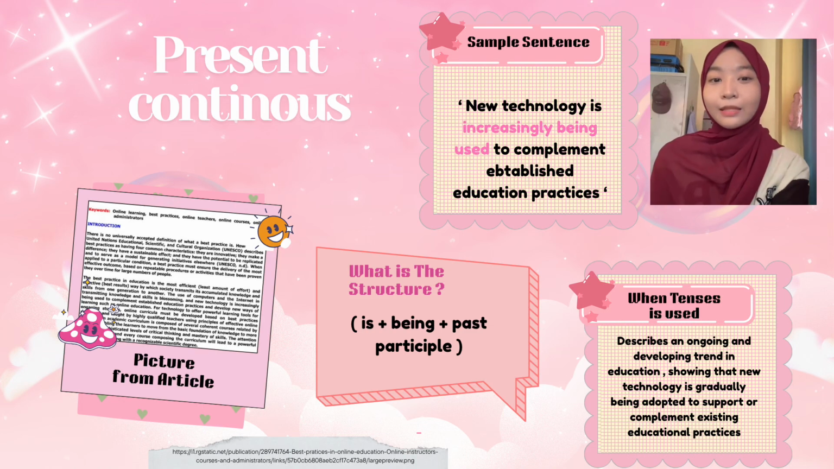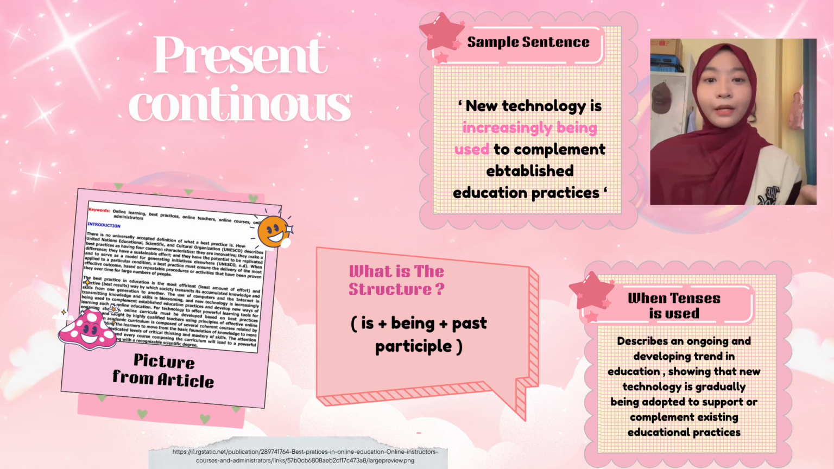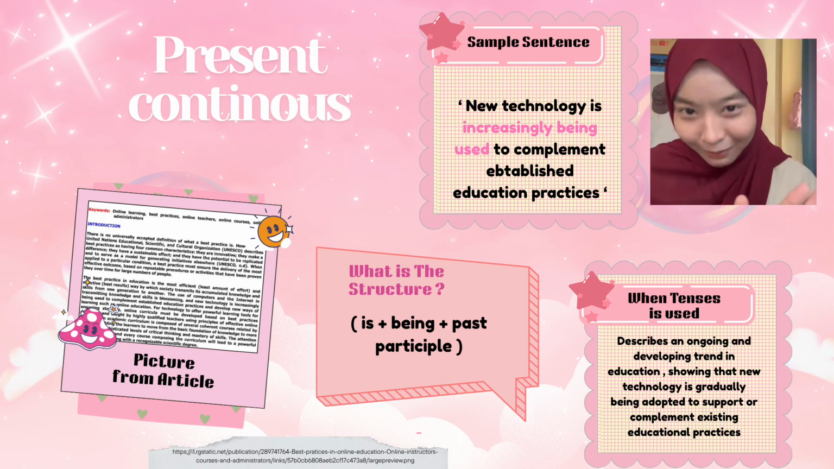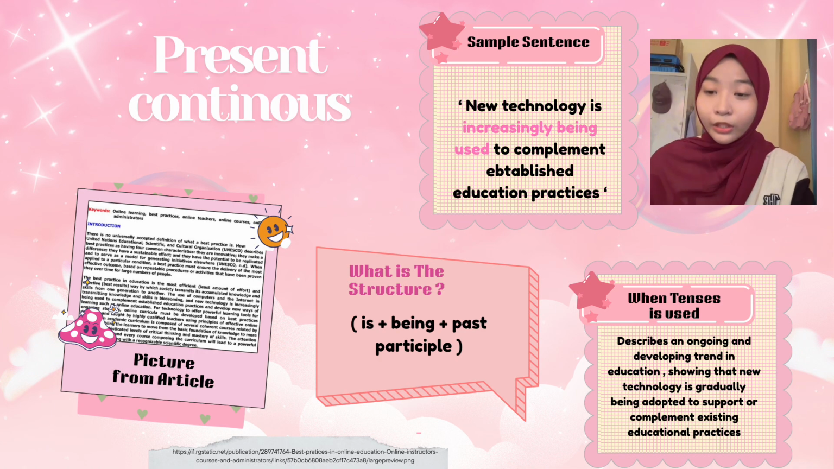Now, I'm going to explain about present continuous tense. What is present continuous tense? Present continuous is a tense that we use to describe an action that's happening now or currently in progress. Let's look at the structure of this tense. The structure of this tense is subject plus is plus being plus past participle. Now, let's look at the sample sentence. The sentence is, new technology is increasingly being used to complement established education practices.